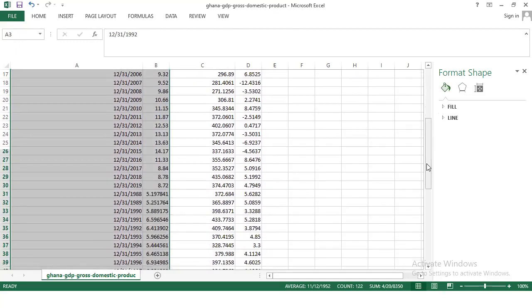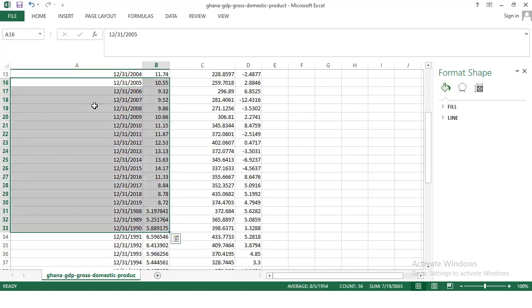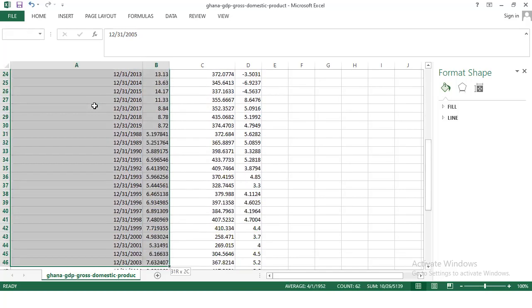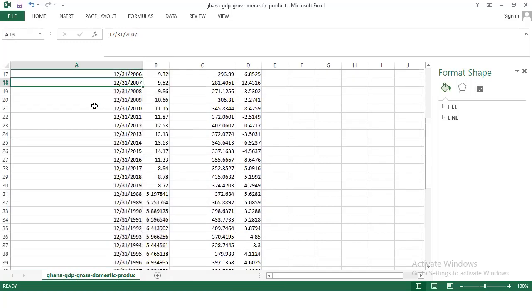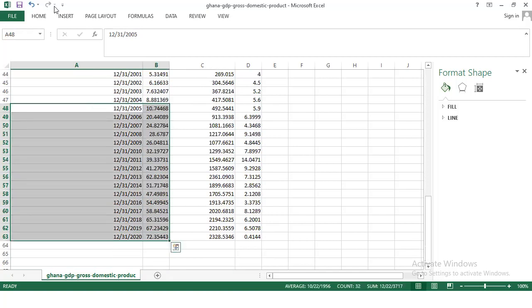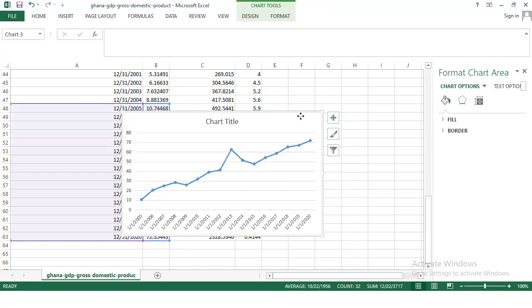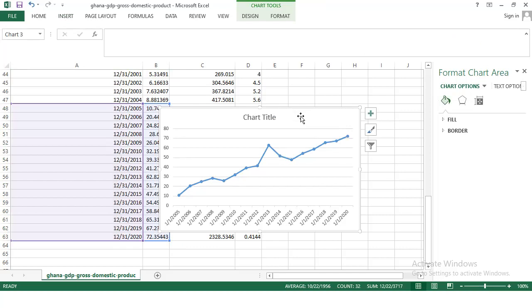Since there was a rebasing around 2010, we can select our data from, let's say, 2005 to 2020 and examine the pattern within the data set. So this is the pattern. We can clearly see a trend. When I say a trend, I mean an upward increase in this data.